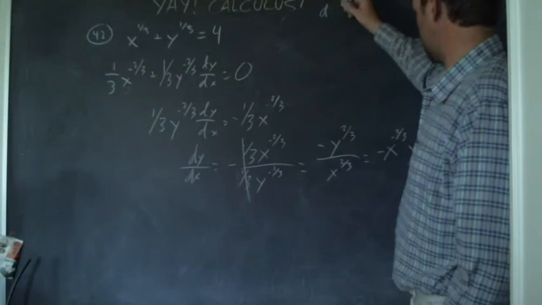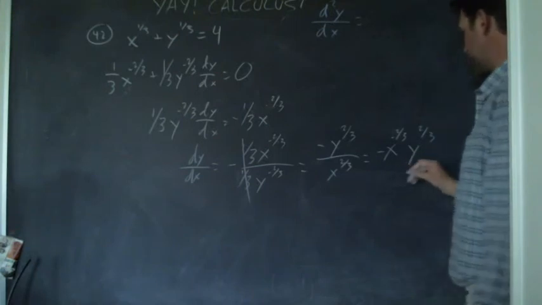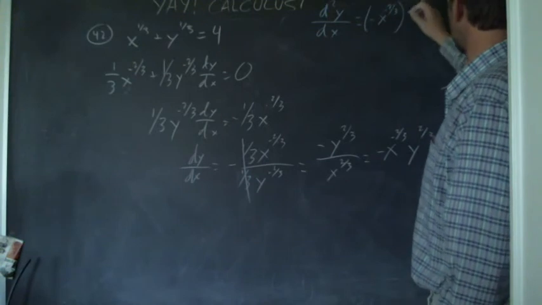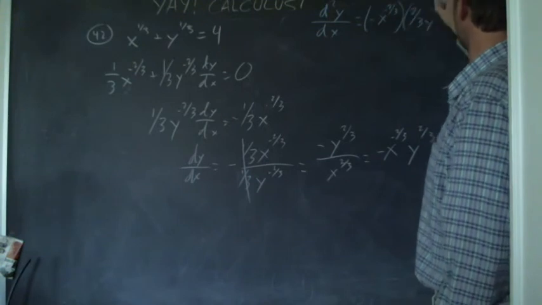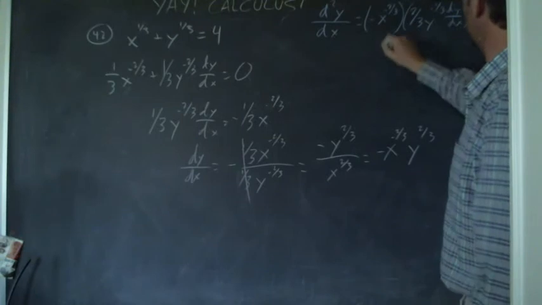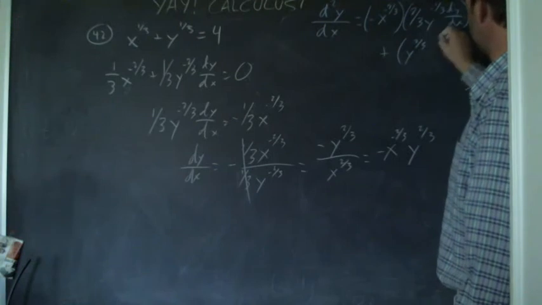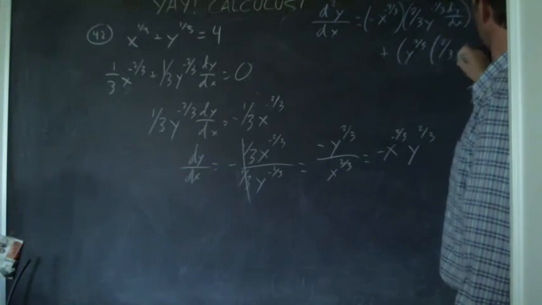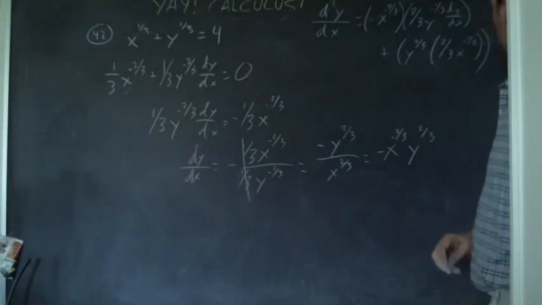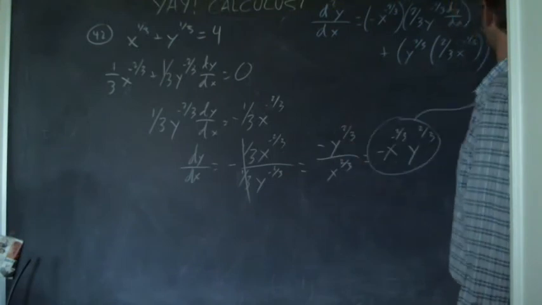So now our second derivative, d squared y over dx squared. The first times the derivative of the second. Derivative of the second is going to be 2/3 y to the negative 1/3 dy dx, plus the second times the derivative of the first. All right, and we're going to need how about this right up in here.